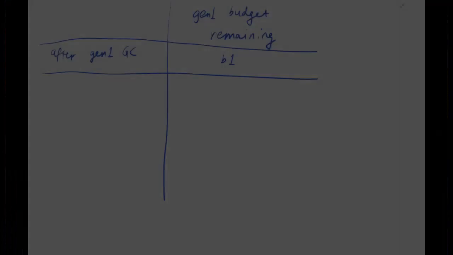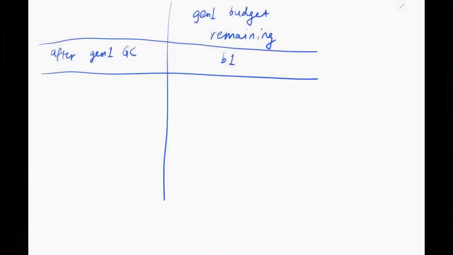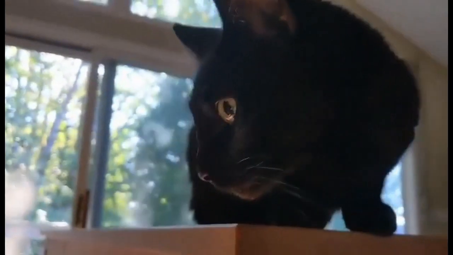Let's say after a Gen1 GC, the Gen1 budget is B1, and now a Gen0 GC happens, and it survived S0 bytes. Now the remaining Gen1 budget is B1 minus S0. Same with Gen2, the Gen1 survivors will consume the Gen2 budget.